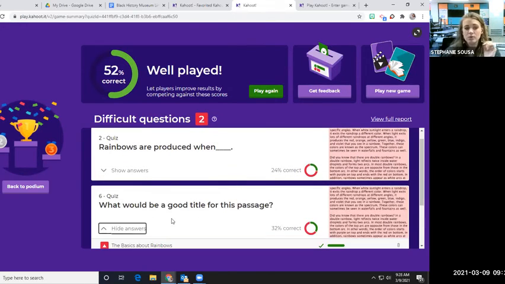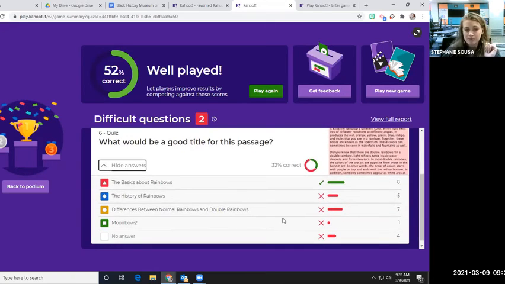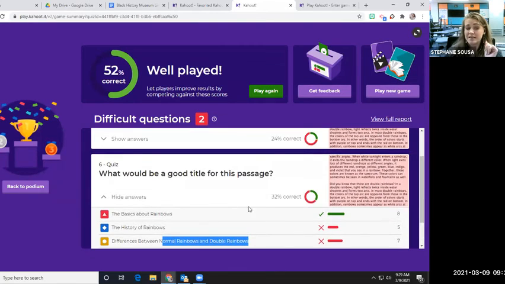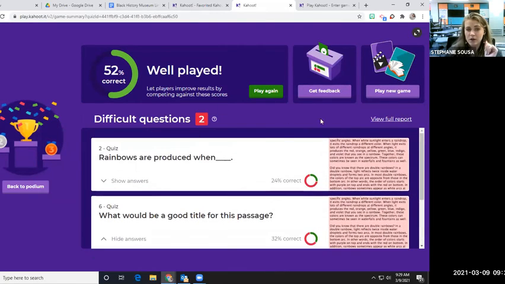Second tricky question was, what was a good title for this passage? A lot of you thought difference between normal rainbows and double rainbows, but there's a whole section about moonbows, okay? It wasn't just about the rainbows, it was about moonbows as well. So we want basic information, all right? Okay, ladies and gentlemen, well done on your warm-up.